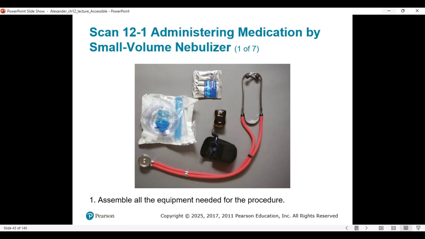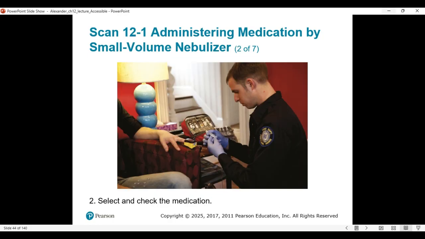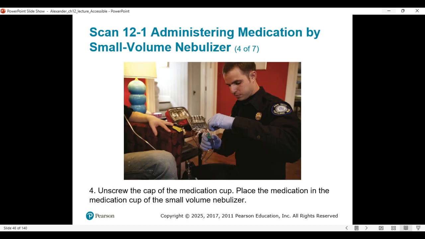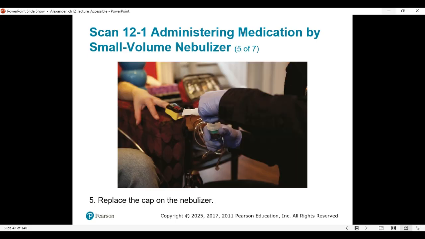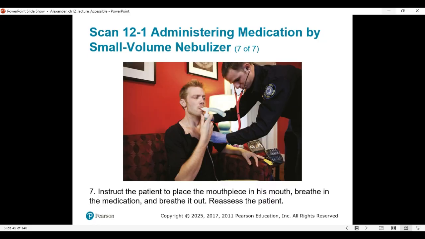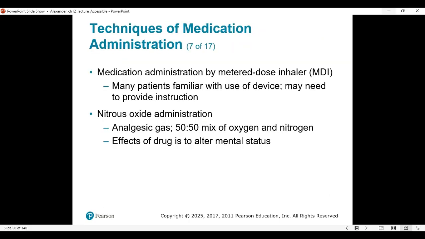You're going to assemble all your equipment needed for the procedure. You're going to select and check the medication. You're going to assemble the nebulizer by connecting the mouthpiece to the T connector at the top. Unscrew the cap, pour the medication in, replace the cap. We'll hook it to our oxygen or portable at a rate of 6 to 8. We're going to instruct the patient to place the mouthpiece in the mouth and breathe in the medication, breathe in and out, and then we're going to reassess them, right?